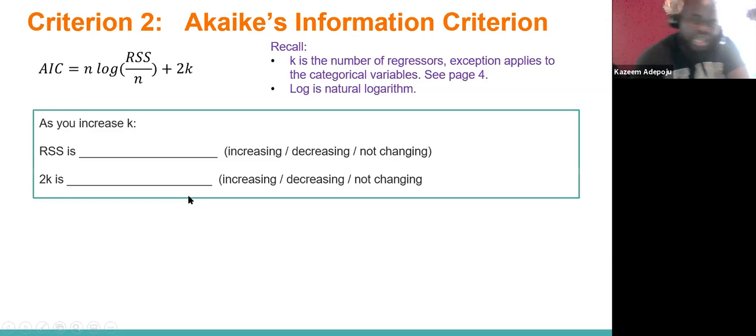Okay, so as you increase K, as the predictor increases, of course, you expect the RSS to be decreasing. And what will happen to 2K? Of course, 2K is going to be, it's like you're talking about the multiples of K, so it means it's going to be increasing. Okay, so just check about that.